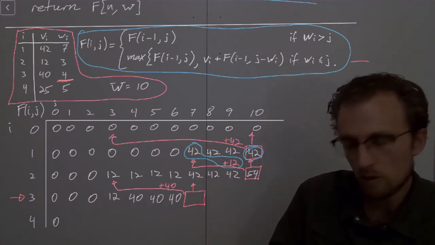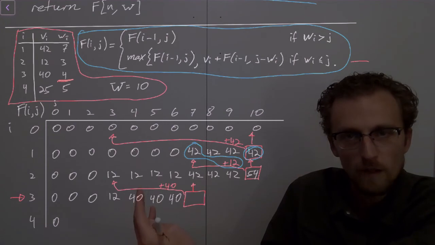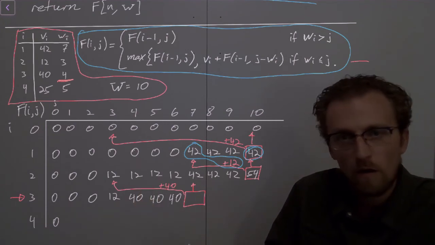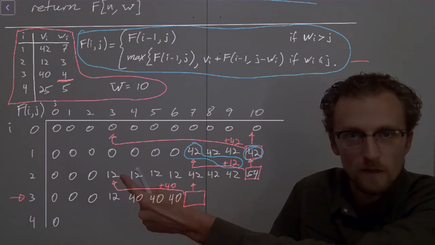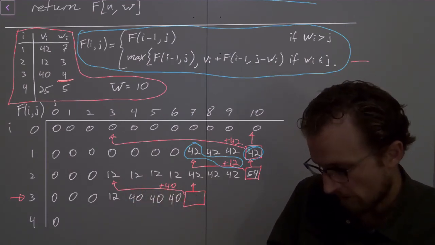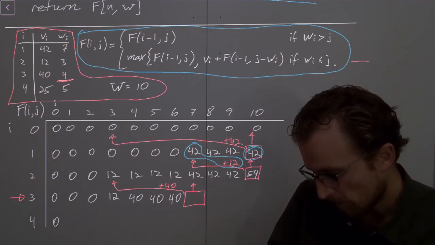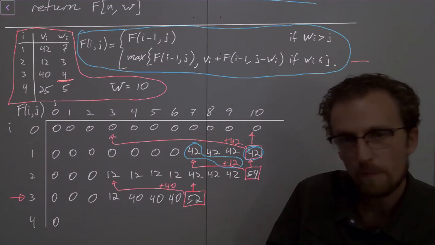in which case the best we can do is 12, 4 columns to the left, plus 40. So 12 is this number here, 4 columns to the left and 1 up, plus 40, right? And so it turns out that's a little bit better. That gets us up to 52. And so that's the number we copy in, right?